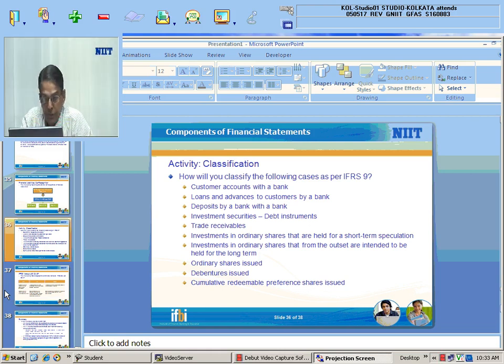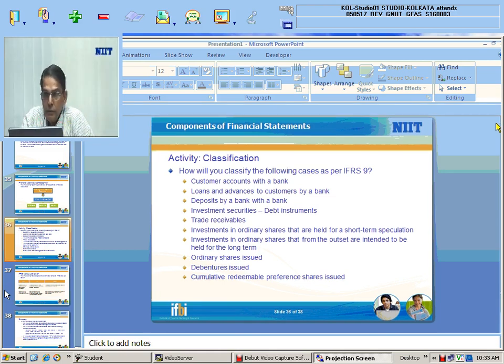First question. It's a financial liability. Is it at fair value through profit and loss or at amortized cost? Second question. What is the classification? Number one, it's a financial liability, fine. Customer's account with a bank. Now my next question is whether it's at fair value through profit and loss or it is at amortized cost. What should be the classification? Yes, very good. It is a financial liability at amortized cost.